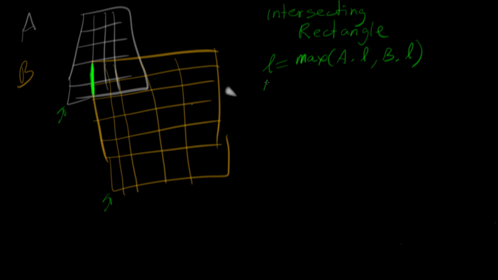The top is equal to the max of the y, the top. So max(A.top, B.top). Again, the maximum. This is A's top. This is B's top. Maximum will be going downwards, so again, it will be here. So that is the top of that rectangle.